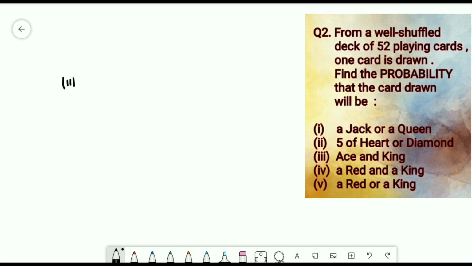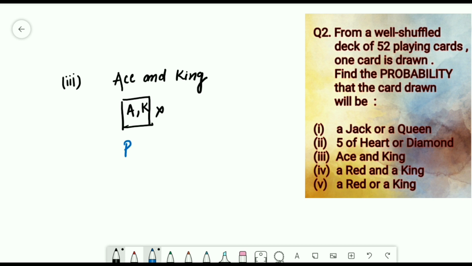Well, third part is probability of getting ace and king. Okay, just think of a card which is both ace as well as king. We know that's not possible. A card cannot be both ace and king at the same time, so it's impossible. So in this case you can directly write probability of this event is equals to 0.